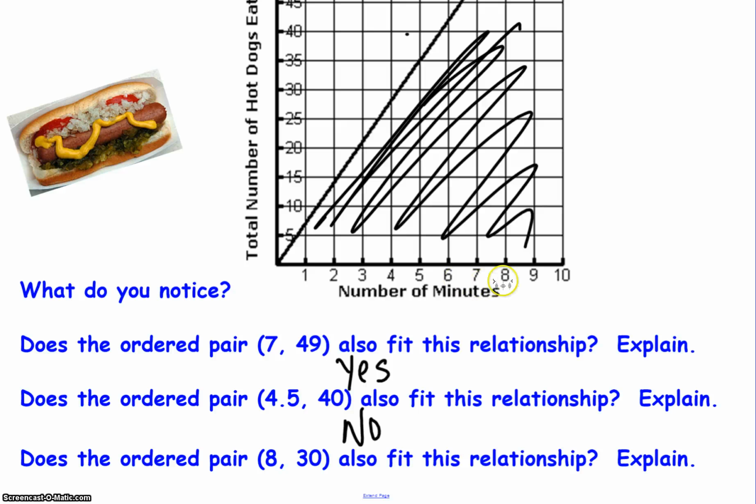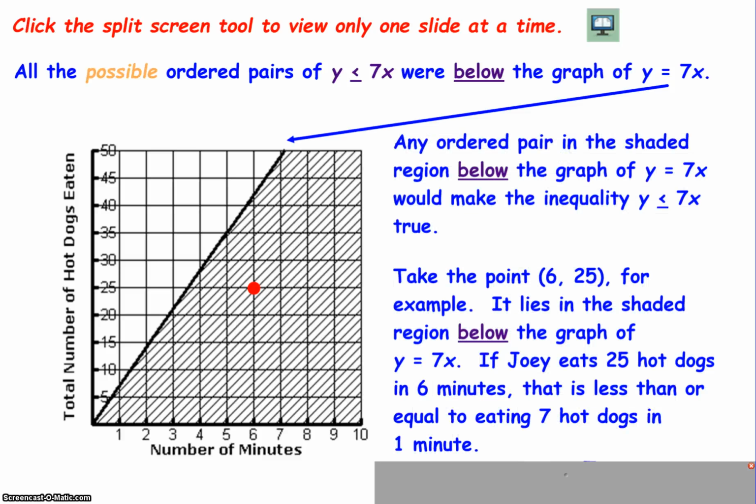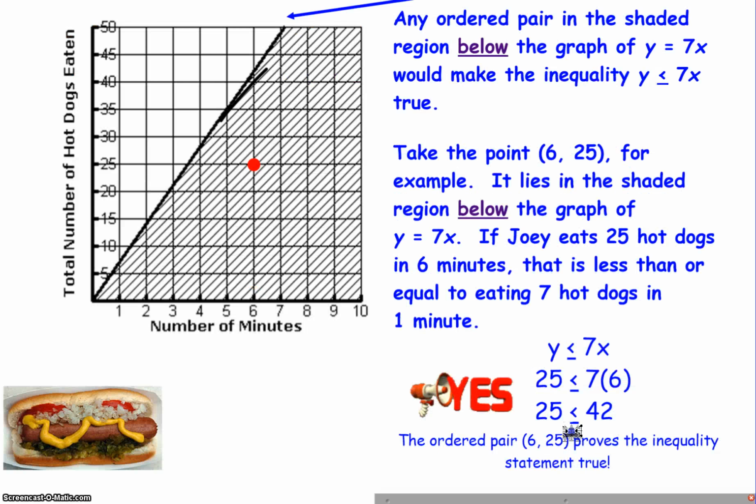Does ordered pair (8, 3) fit in? Yes. It's part of the shaded region. So any ordered pair in the shaded region below the graph would make the inequality true. (6, 2) lies in the shaded region below the graph, so it makes it true. When you plug it in, you see that 2 is less than or equal to 42, so it makes it true.